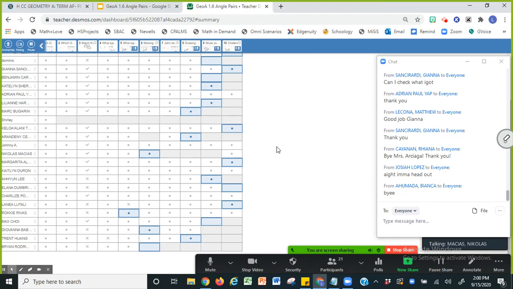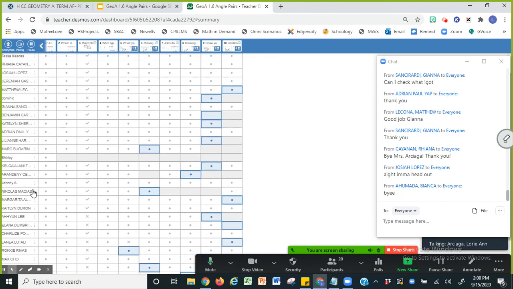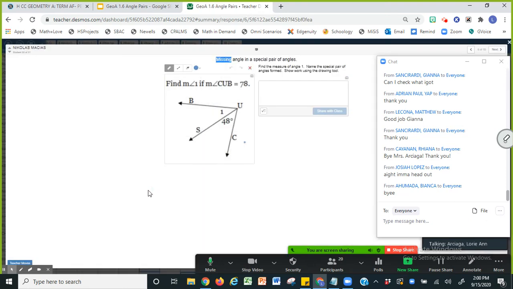I need help with number 6. Number 6. I found you earlier. Macias, where are you? Nicholas, in the middle, right here. Okay. The entire angle CUB is given to be 78, and they're side by side, right? So that means if you combine these two, you should get this as your total. So what will you do to find the remaining angle? Subtract. Yeah. Okay. Did I help you with that?